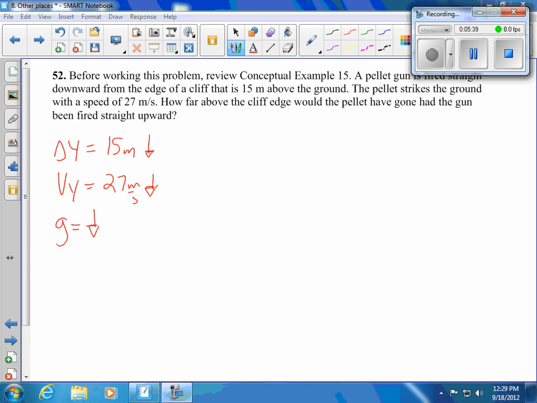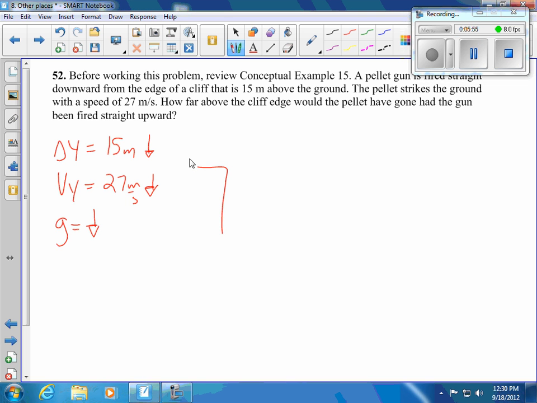So here we have a pellet gun fired straight downward at 27 meters per second. The cliff's 15 meters high, so the pellet goes 15 meters downward at G. So there are my three givens. What I want to do ultimately is figure out how high above the cliff it would go.